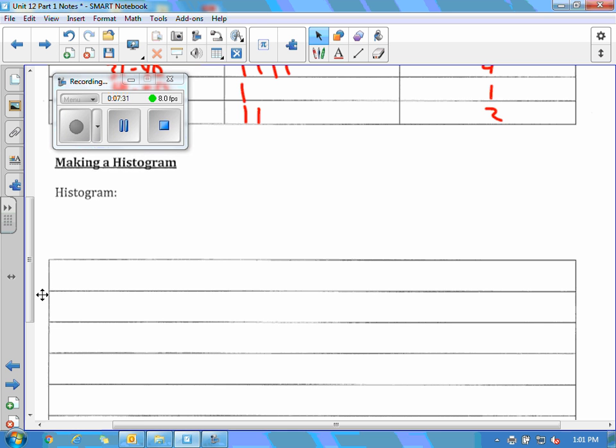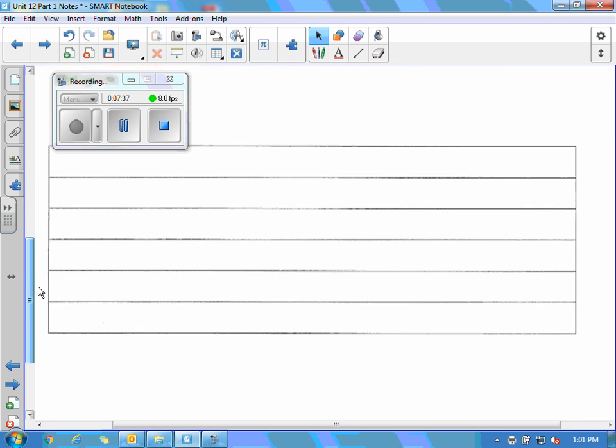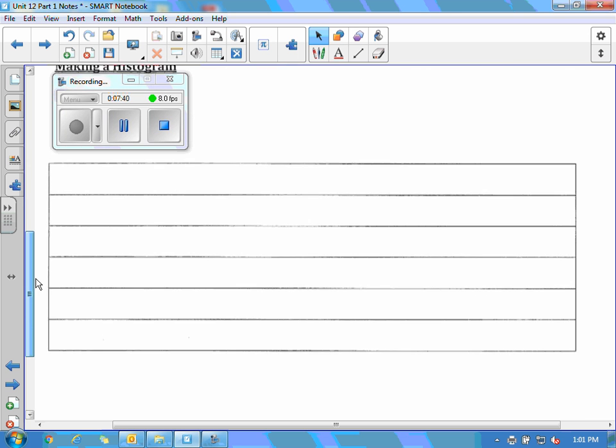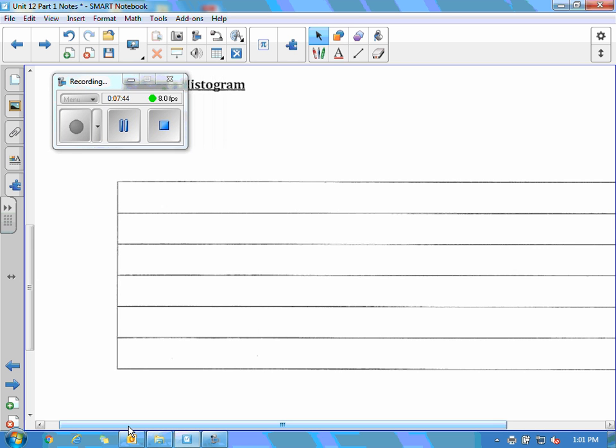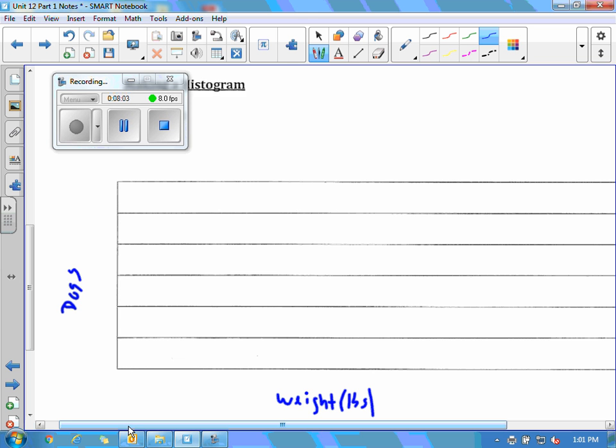A histogram displays data from the frequency table. So we're putting our frequency table onto a graph. So if you look, I just gave you a blank kind of chart here. We've got to talk about a few things. So we have to label everything. So we're going to make a histogram based on our frequency table. On the right side is going to be the number of dogs. So on the y-axis, and then our x-axis, on the bottom, we're going to have the weight. I want to say that in pounds.